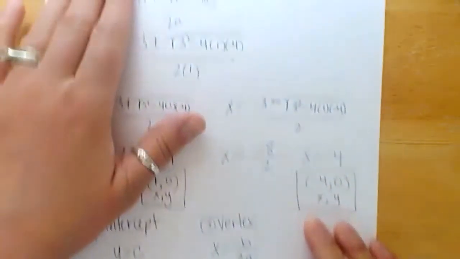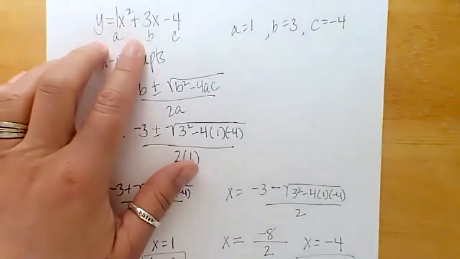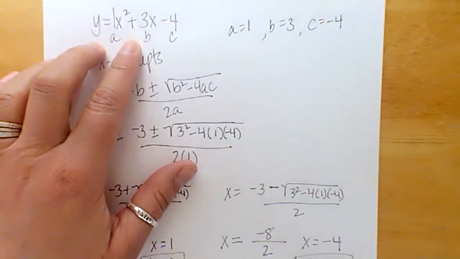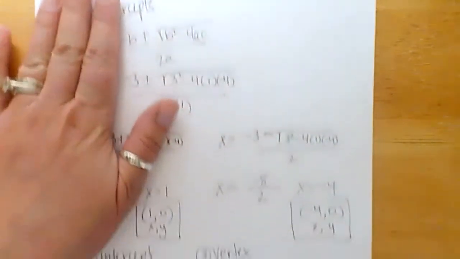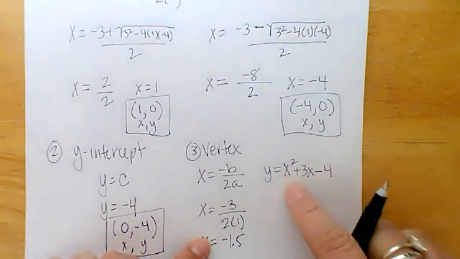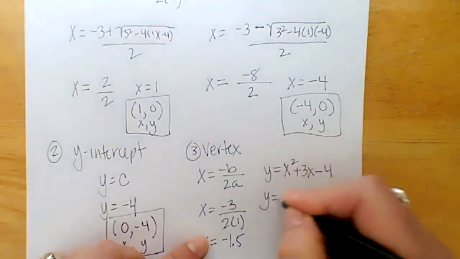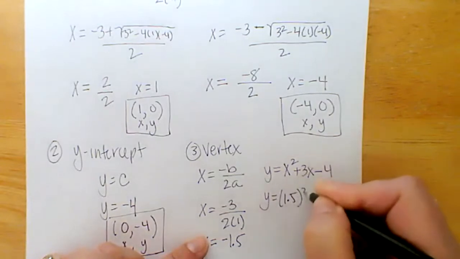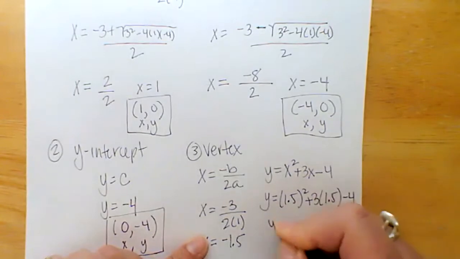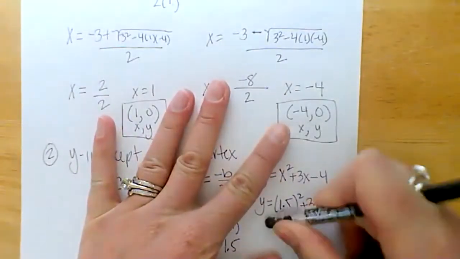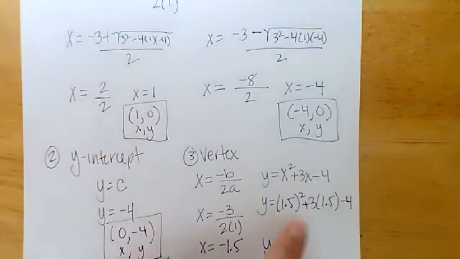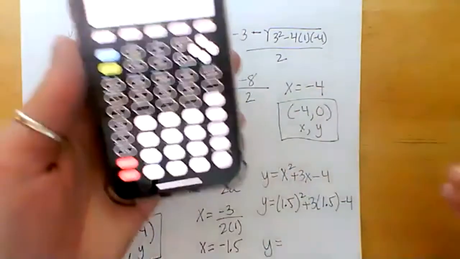Now what we have to do is we have to go back to this original equation and write it down. Y equals x squared plus 3x minus 4. And we are going to have to input our x value into x to get our y value. So we're going to do y equals 1.5 squared plus 3 times 1.5 minus 4. And I'm actually just going to write that down here. Y equals, and we can do this in the calculator. This can be done just like that in the calculator.